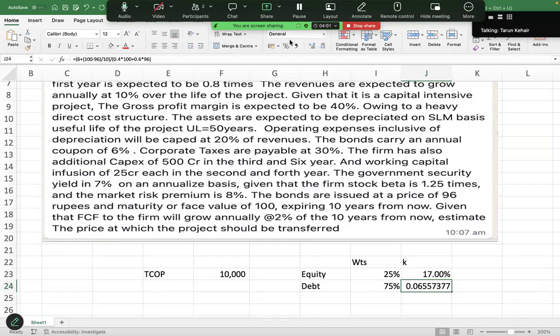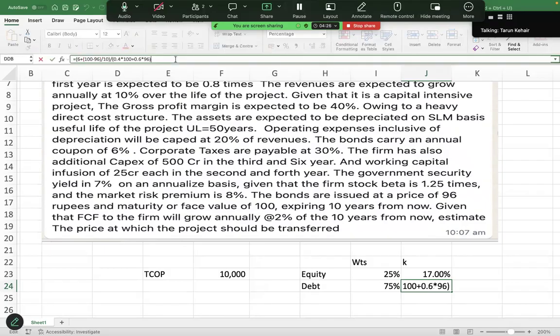So मेरा YTM आता है 6.56%. Is that correct? So should this be the cost of debt then? What should I do now? We should now take the post-tax of this. So YTM into 1 minus tax rate. Tax rate is given to be at 30%.